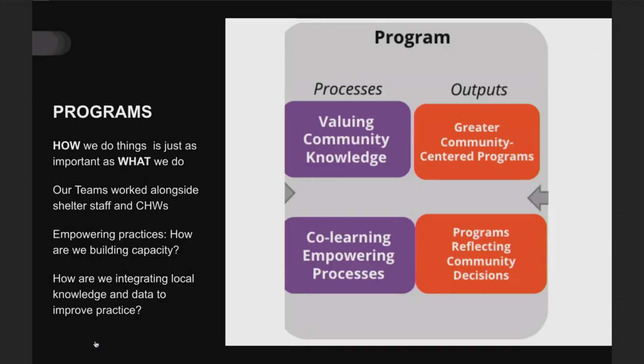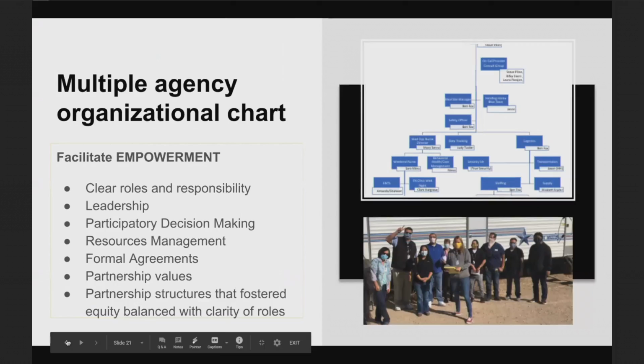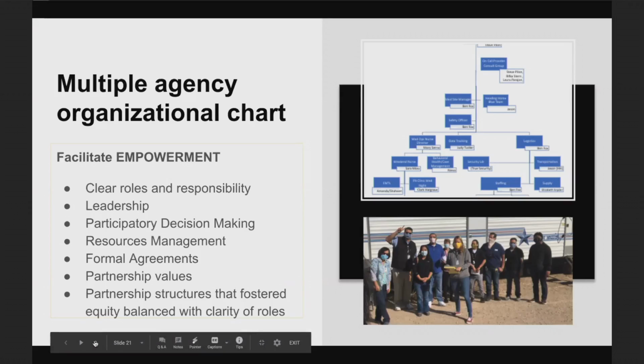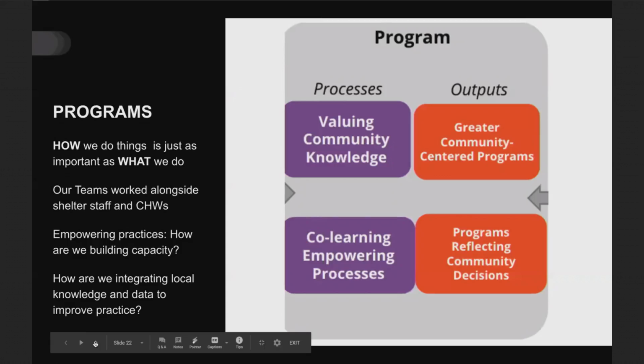One of the things in a COVID setting is that COVID can spread really fast in a shelter. So at first we were like, let's all work together and do this thing together. But actually we needed to have really clear roles and responsibilities. And there are certain organizational practices that we had to do. The program, how we do things, is just as important as what we do.